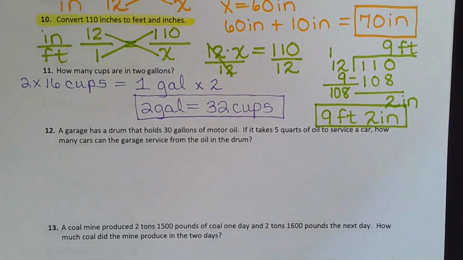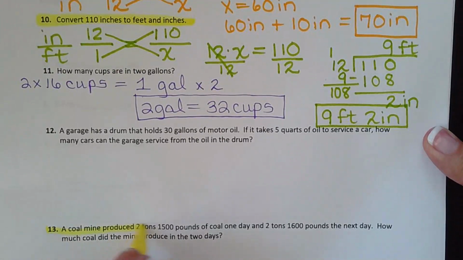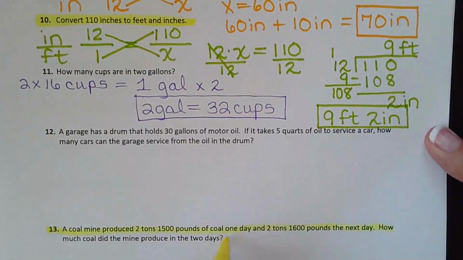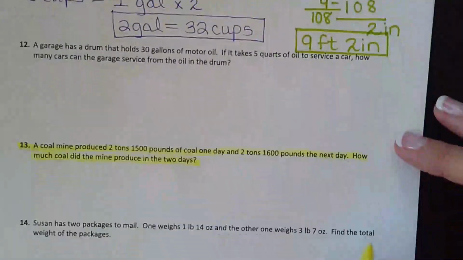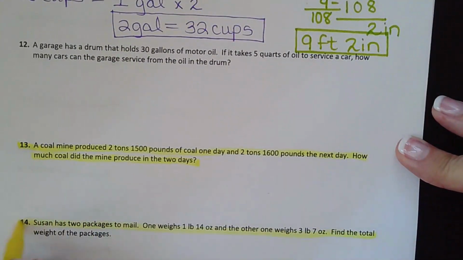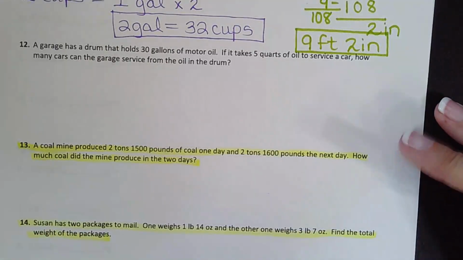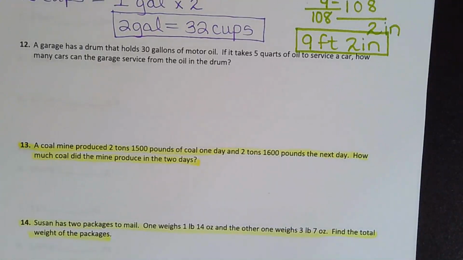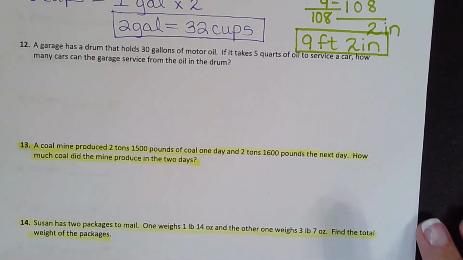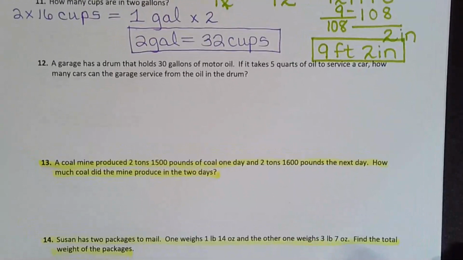Let's see. We're getting down on our time, so I'm trying to see which ones are on the test. Okay, I know 13's on the test, so I'm going to highlight that. Oh, 14 is too, so I'm going to highlight that. Okay, so let's do 12, 13, and 14, and then we'll end this video.